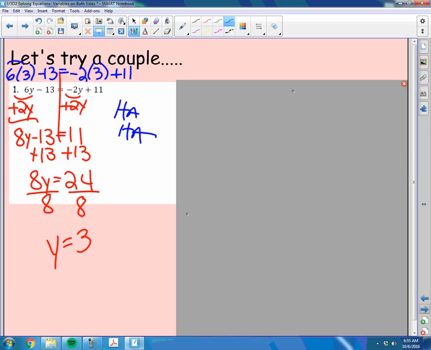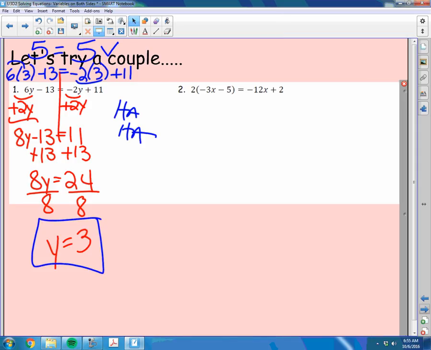So let's do 6 times 3 is 18. 18 minus 13 is 5. On this side, we have -6 plus 11, which is 5. 5 equals 5 is indeed a true statement. Therefore, y equals 3.